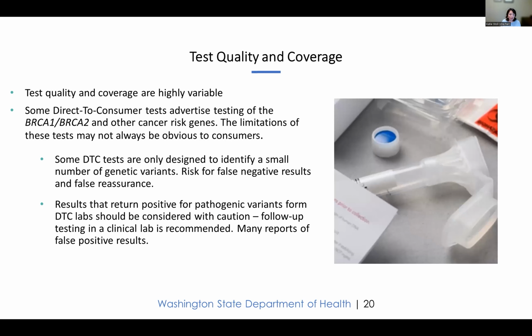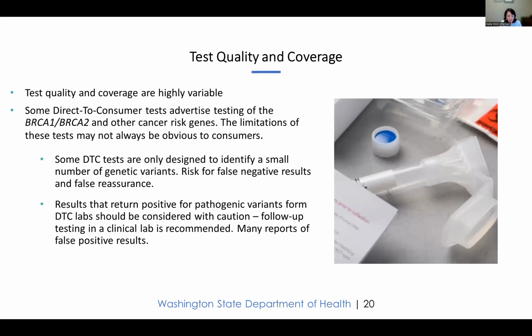I think it's also important to note that the test quality and coverage by labs is highly variable. There are many direct-to-consumer tests or patient-initiated, physician-mediated type tests that offer some version of genetic testing, including analysis of the BRCA1 and BRCA2 genes. The limitations of what these tests are looking at may not always be obvious to the people that are using these tests. For instance, some popular direct-to-consumer testing may only look at a small number of specific genetic variants rather than a more comprehensive analysis of the entire gene or genes.